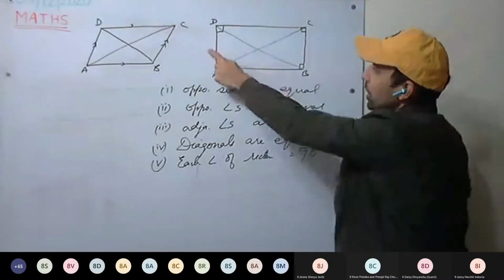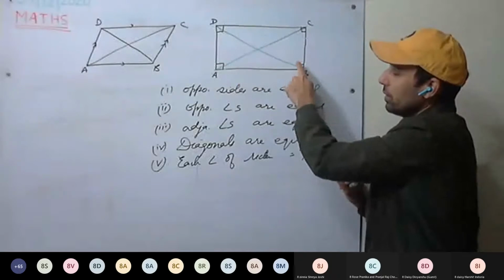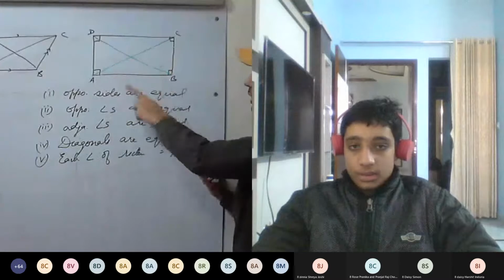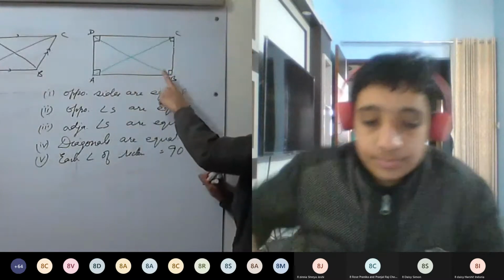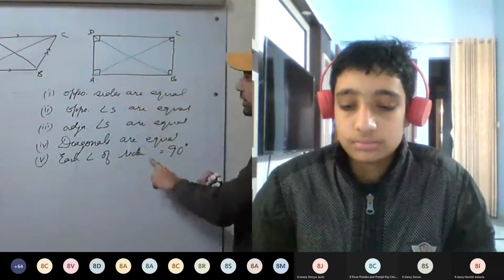So see here, all the properties of a parallelogram. Opposite sides are equal. Opposite angles are equal. Adjacent angles are supplementary. What extra? They are equal. Adjacent angles are equal in a rectangle. So all the properties of a parallelogram are being followed. And what's extra?